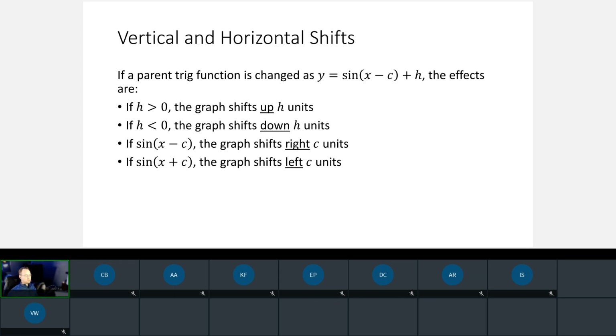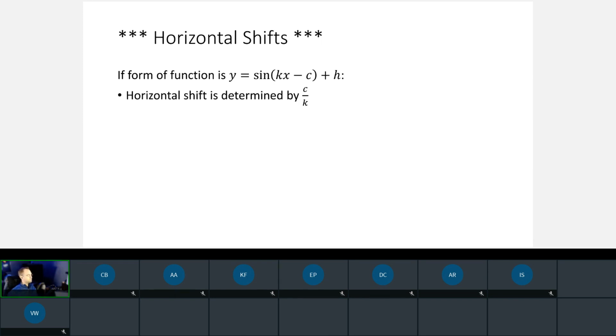All right, any questions so far? All right, easy stuff so far. Okay, this page is important. It's so important. All of you, see how I have three asterisks on horizontal shifts? That must mean it's important. Super important. Everyone wake up. This is important. Horizontal shifts.